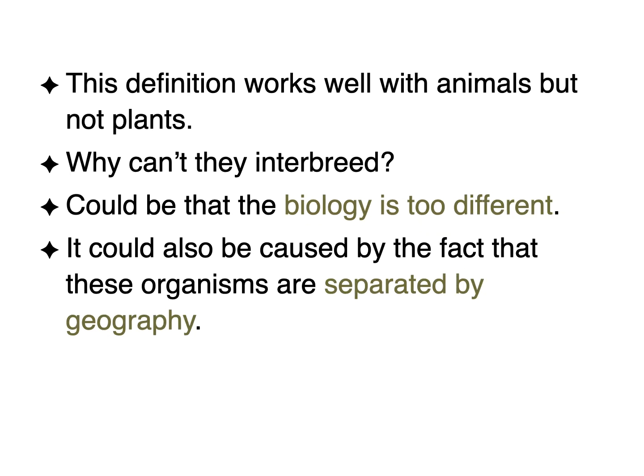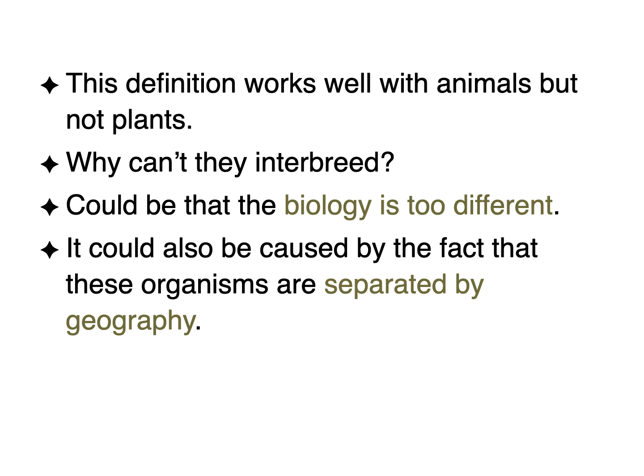Now, these definitions work well with animals, but not necessarily with plants. There are some plants that are quite different genetically, but if they do come together, they can produce viable offspring. The most obvious way to identify different species is where they can't interbreed. And then we know for sure they're very different from each other.